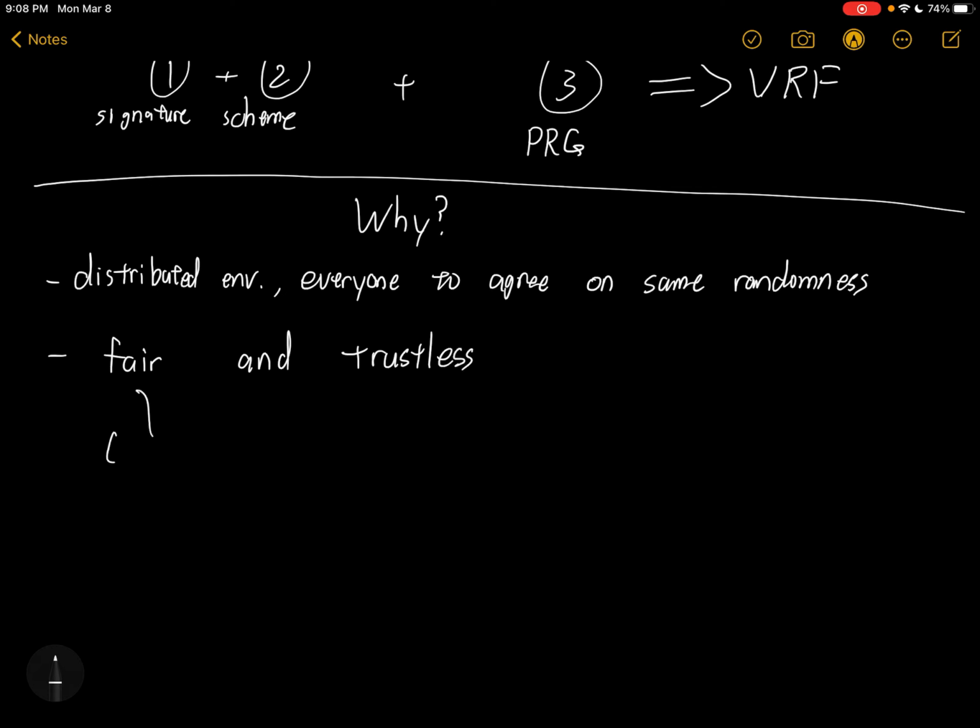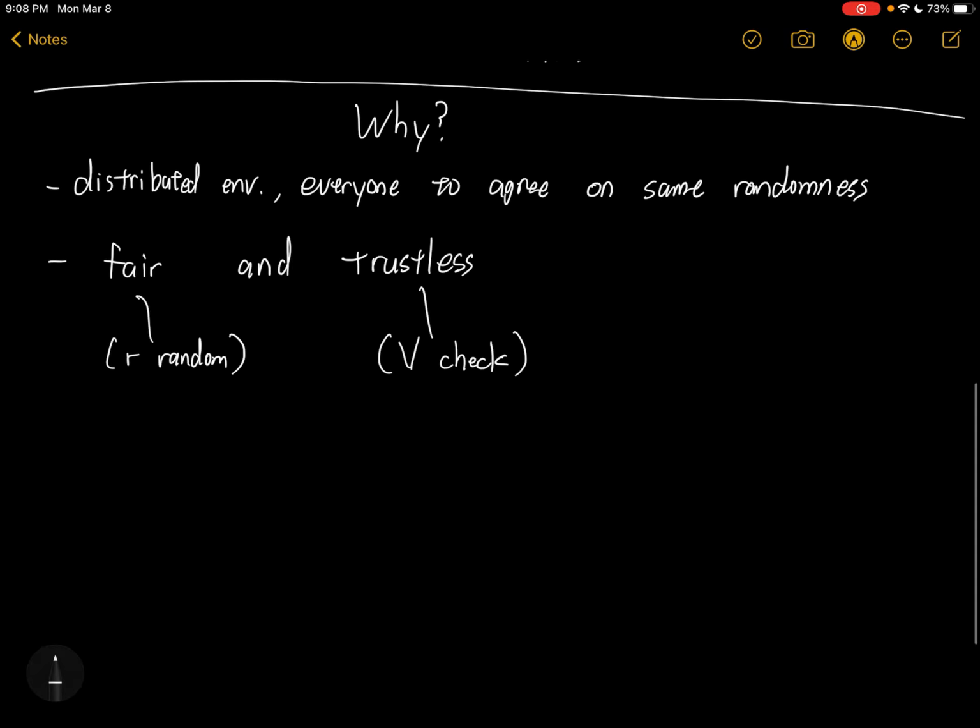Fair because of the third property that r is random, meaning no participant will be able to bias or influence the value of r. And then trustless because we have a verification function v that lets everyone check that r was correctly computed according to protocol. And then in addition to the above, this can be done in a non-interactive way.